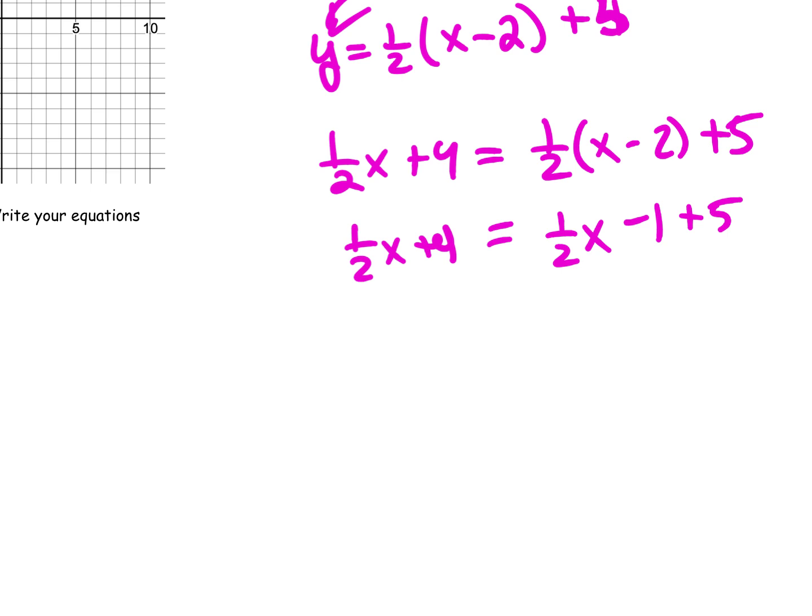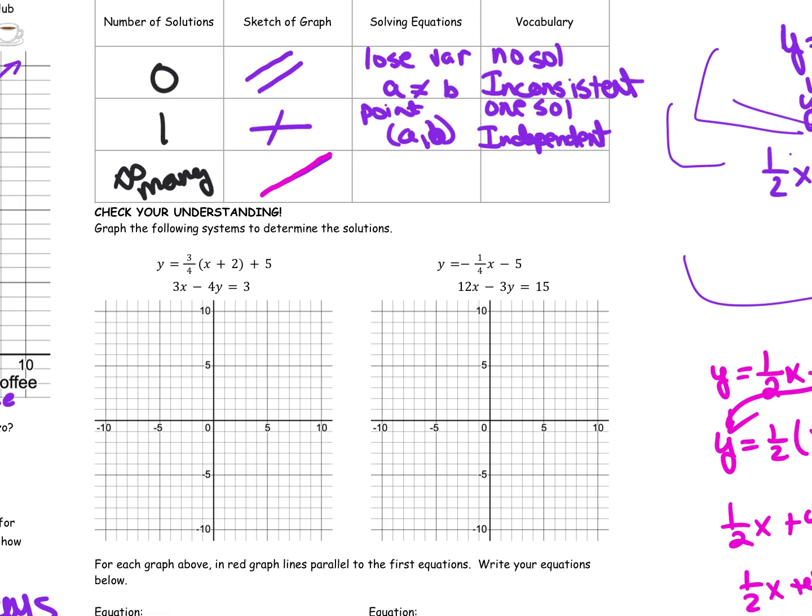What happens if I subtract my 1/2 x's? They disappear, and I will end up with 4 equals 4. Does 4 equal 4? 4 will always equal 4, right? So therefore, if you lose your variable, like we did above, this time you will actually get A equals A, which means you have infinitely many solutions. And we call this one dependent.